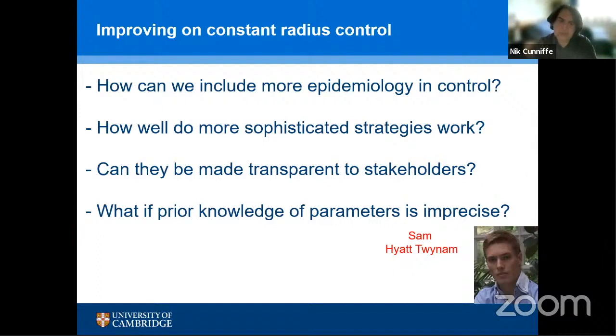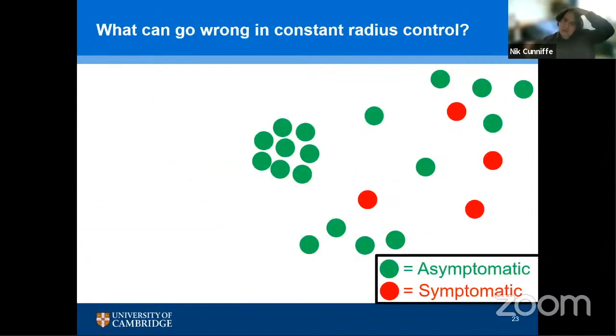So thinking about it, this is a schematic, and this schematic is supposed to illustrate the sorts of things that might go wrong in the constant radius control that I just showed you, even when it was being done, let's say, at the optimal radius. And what the schematic is showing is a population of individual plants, so citrus trees, I suppose, and the results of a single survey. So at some point in time, someone has gone and examined all of these plants and has determined that four of them, the four red dots, those plants are symptomatic. Very likely, some of the green plants, which are asymptomatic, are infected.